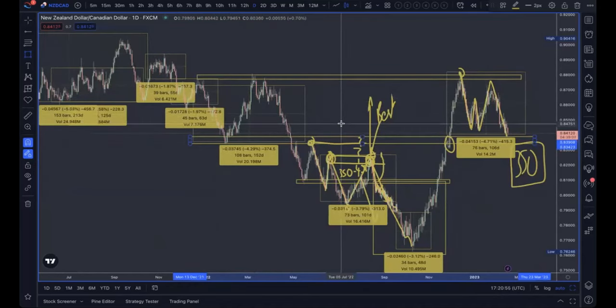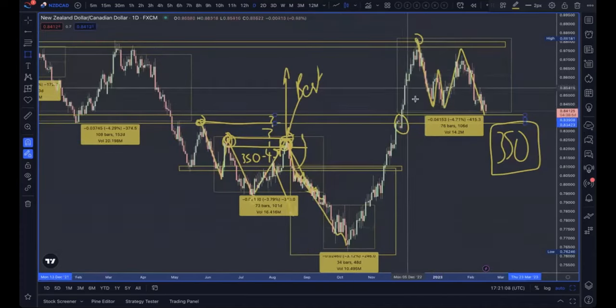Now, some auctions are going to be smaller. You can make a judgment call, right? You can say, oh, there's a 200 pip auction. Or you could just say, you know what? I'm not going to trade the 200 pip auctions. I'm not going to trade the 150 or the 100s, right? I'm only going to trade in and around these 300-400 pip moves.